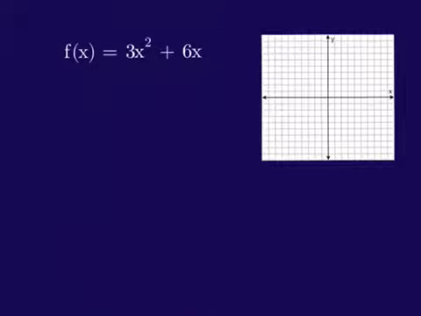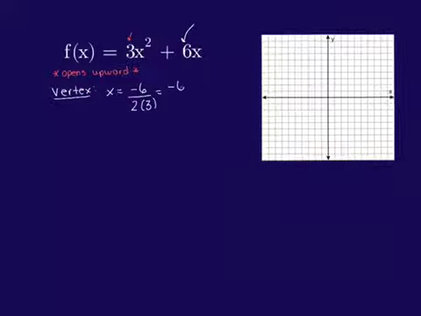Okay, so same thing with this next one. First of all, our leading coefficient here, a, is positive, so we know that this will also open upward. And then we're going to move on to finding the vertex. So we'll start with the x-coordinate. x is equal to the opposite of b, so -6 over 2 times a, which is 3. So -6 over 6 is -1. So that's the x-coordinate. To get the y-coordinate, we'll simply plug that in.